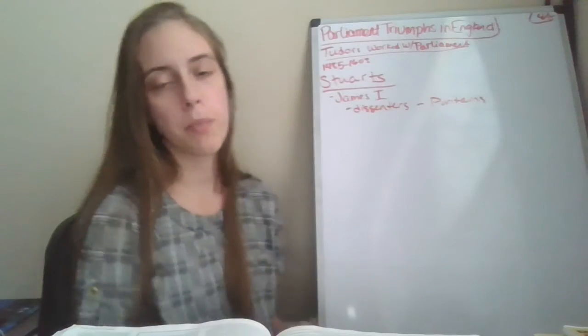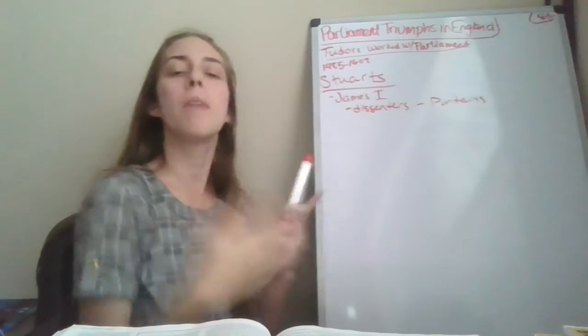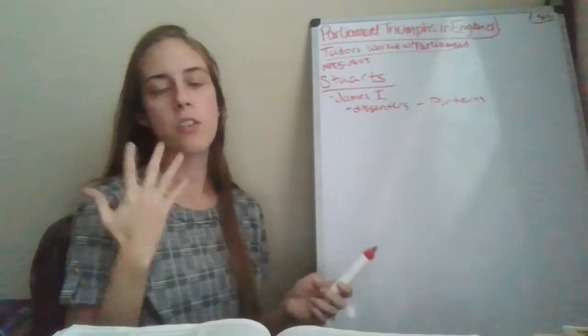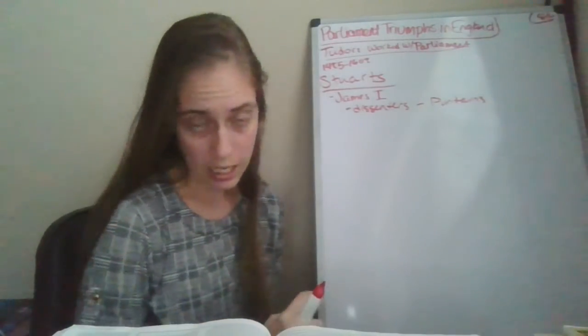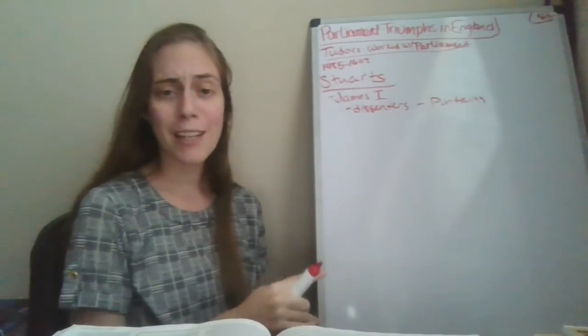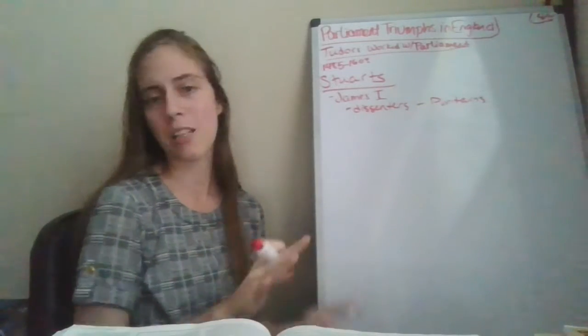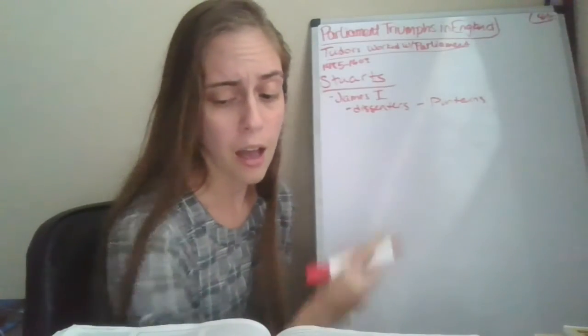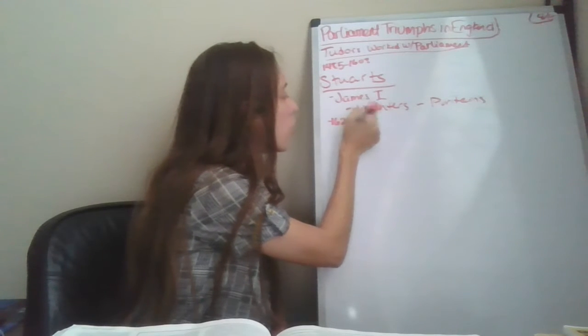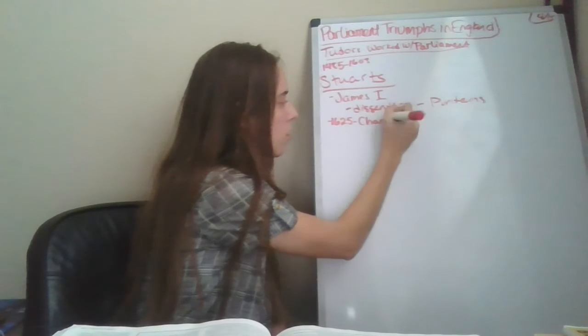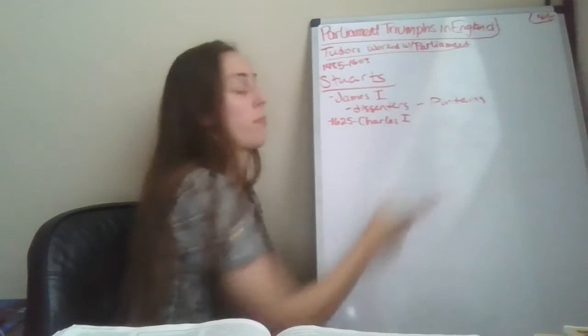And Parliament responds. But James manages to make it through his reign without anything too bad. No, people don't like him that much. He doesn't do that great of a job ruling, but he manages to suppress Parliament for long enough. And in 1625, Charles I inherits the throne. And this is where things start to not go well.